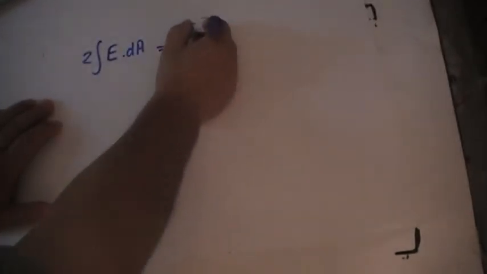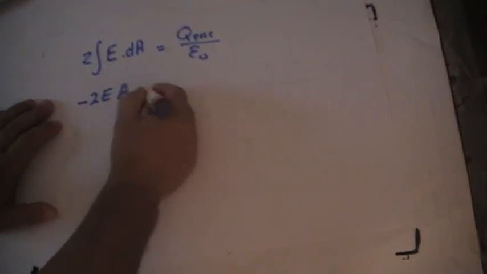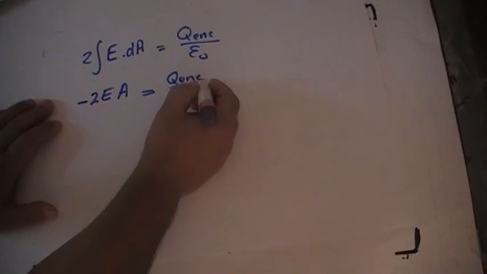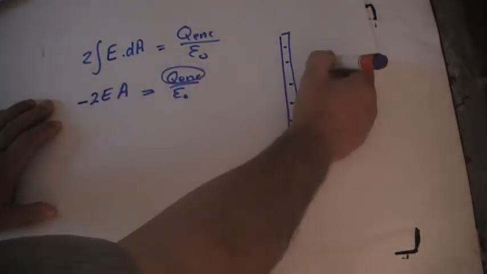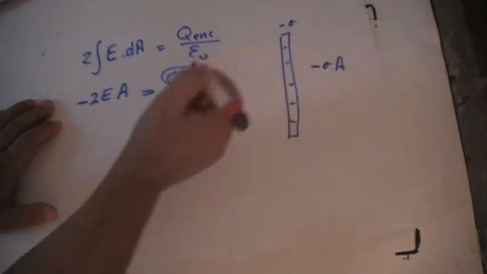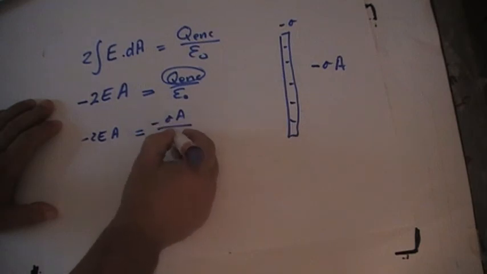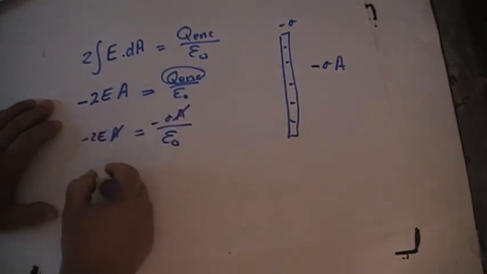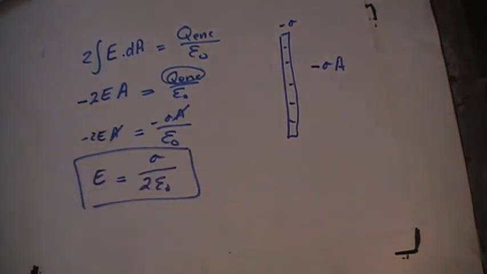Remember, the angle between them is 180, so I have again the integral of E dA equal to Q enclosed over epsilon naught. E dA is E dA cosine 180, so that means minus 2 E A is equal to Q enclosed over epsilon naught. Well, what is the enclosed Q when you have a negative charge like this? The enclosed Q is now minus, because this is minus sigma A. So if I put that in here, then I get minus 2 E A is equal to minus sigma A divided by epsilon naught, and the A goes with the A, and the minus goes with the minus. Again, the electric field is equal to sigma over 2 epsilon naught. That's what the electric field equals.